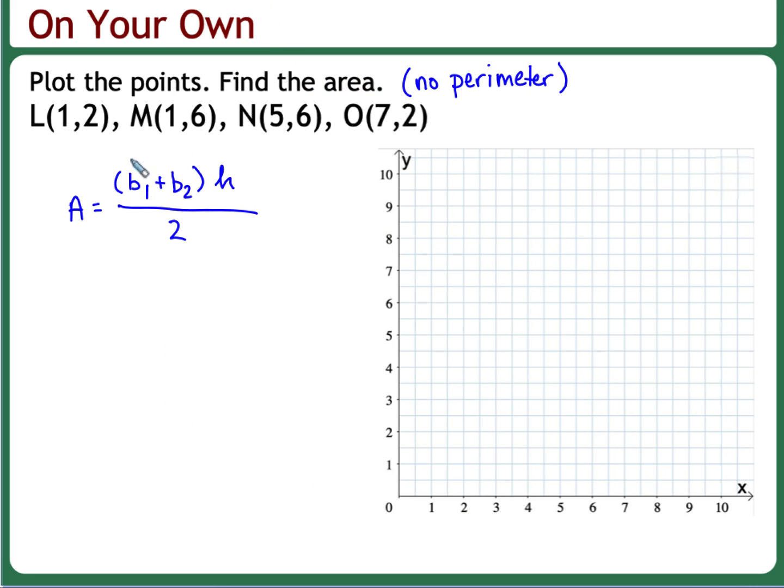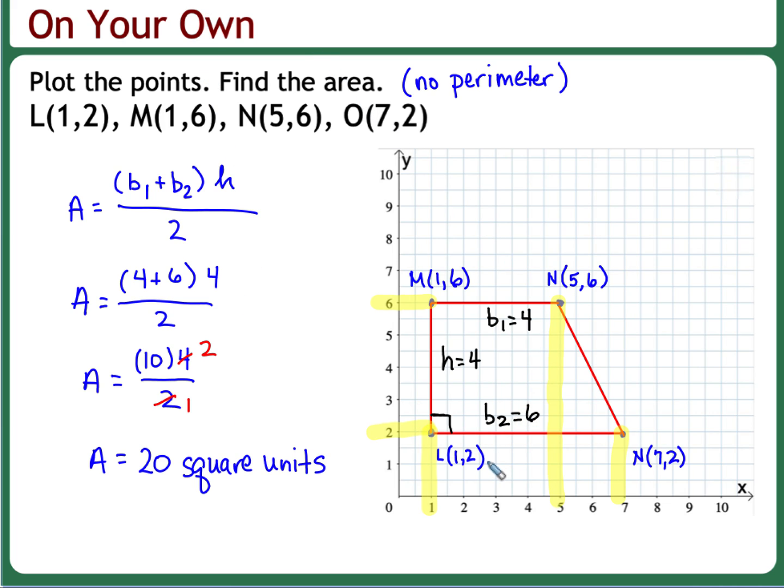All right, so you can tell by this formula that this polygon will be a trapezoid. Again, find the area, not the perimeter. And you'll notice that this trapezoid has a right angle built into it. So you can actually use the base as the bottom, and then the height can be the side that makes the right angle. All right, so give that one a try.